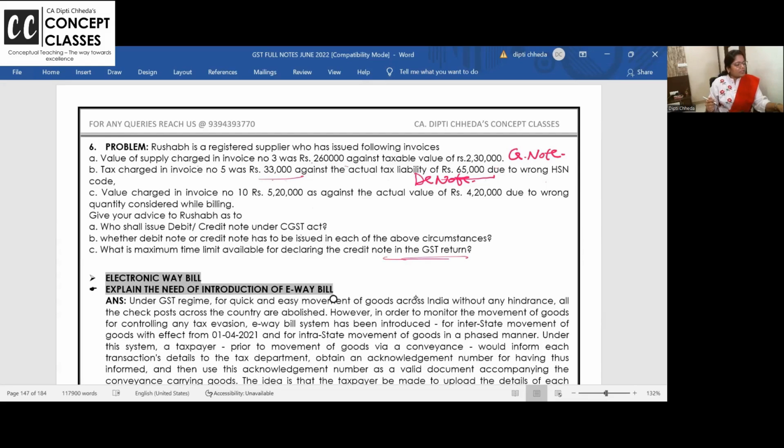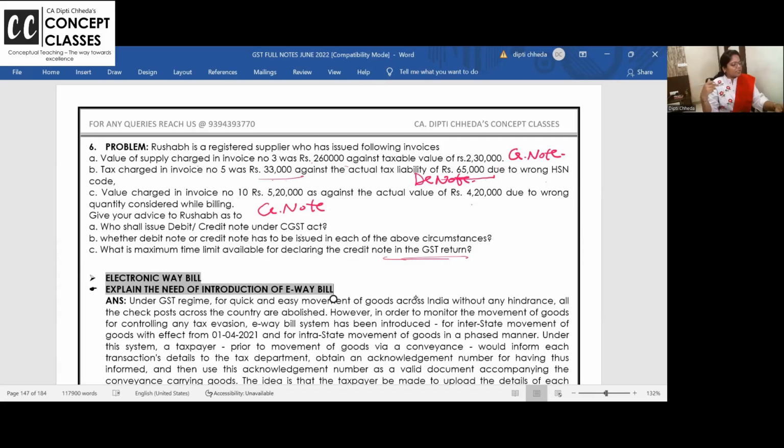Value charged in the invoice is 520, जबकि एक्चुअल वैल्यू कितना है? 420. तो which note you will give? ज्यादा डेबिट कर दिया आपने, तो अब हम कौन सा नोट देंगे? Credit note. You'll have to issue the credit note for 1 lakh rupees.